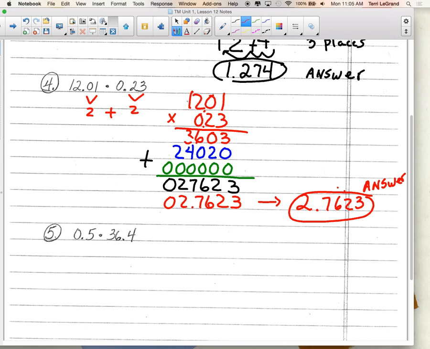Okay, is this one that we could probably check? Oh, I think so. Let's do a check problem on this one. 12.01. What nice whole number would that be? 12 times 0.23. What fraction is 0.23 close to? A nice fraction that we like. Cheyenne? 1/4. 0.25 is exactly 1/4, and that's pretty close to 0.23.